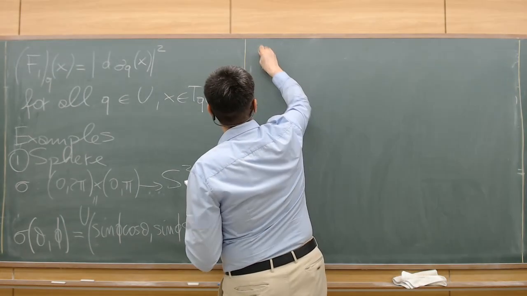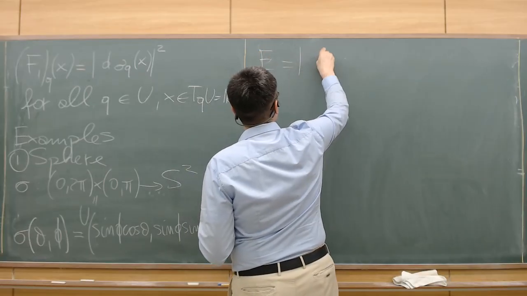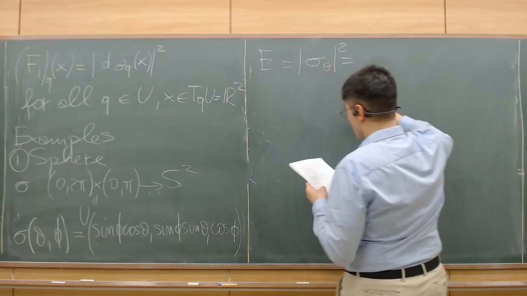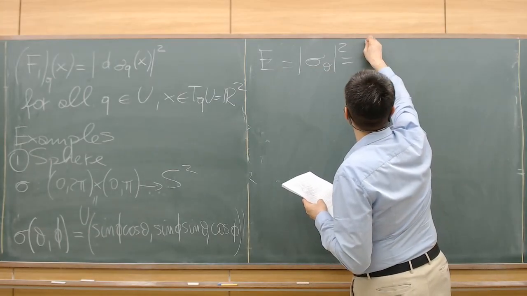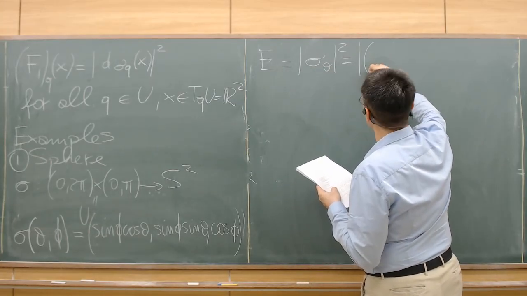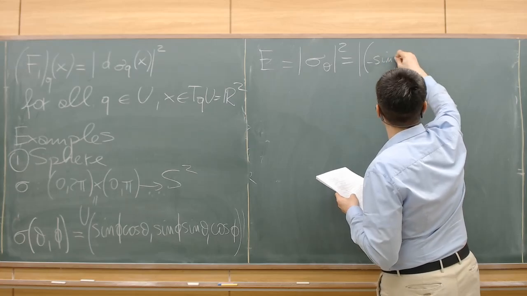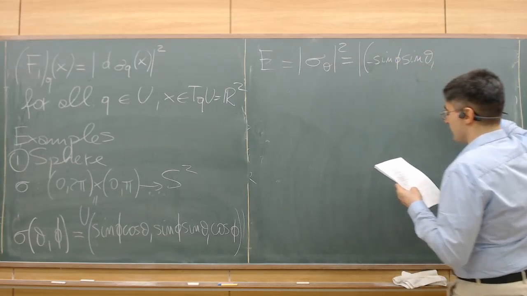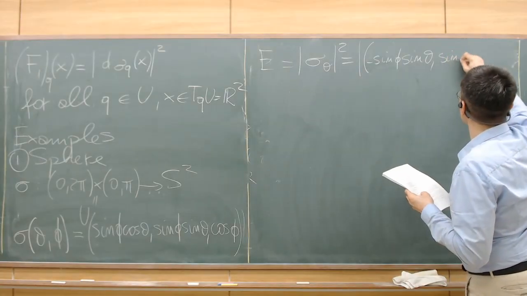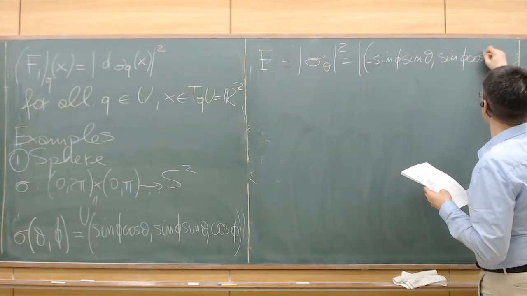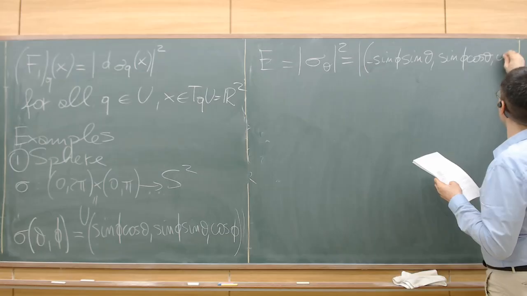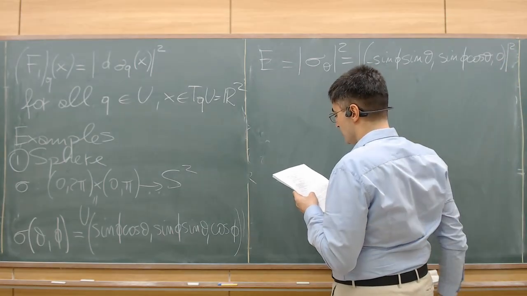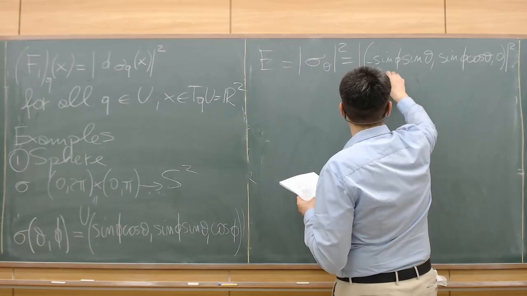Then what is E? E is the norm of sigma theta squared. This is the length of the vector (minus sine of phi sine of theta, sine of phi cosine of theta, 0), and this is equal to sine squared of phi.